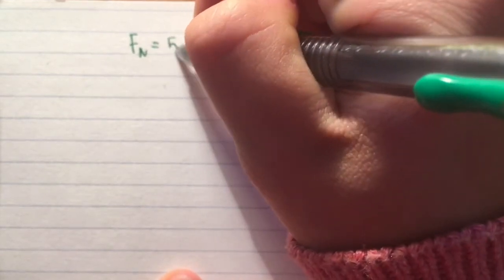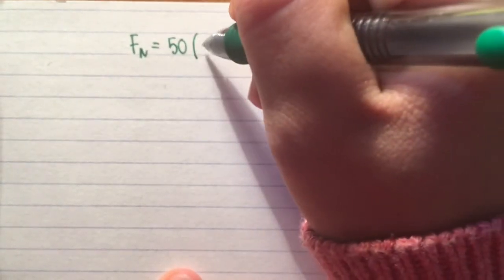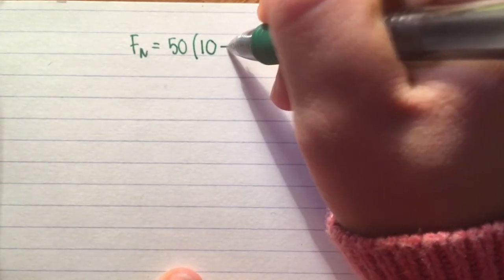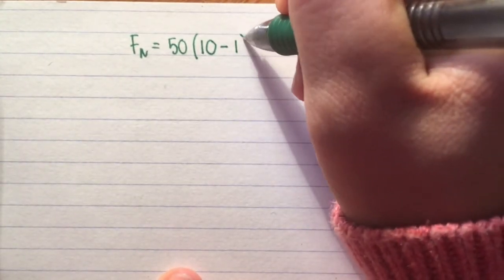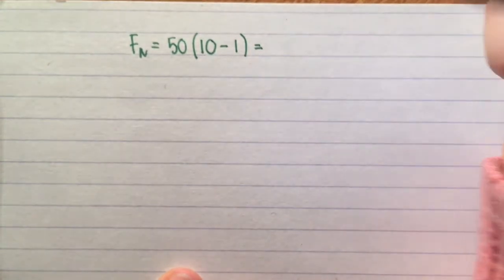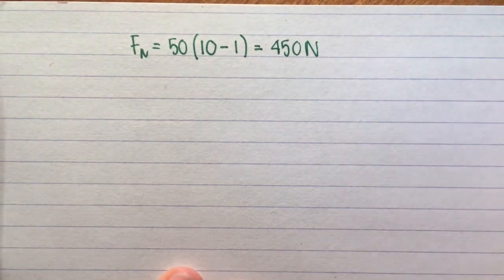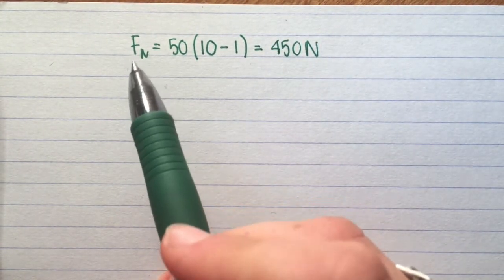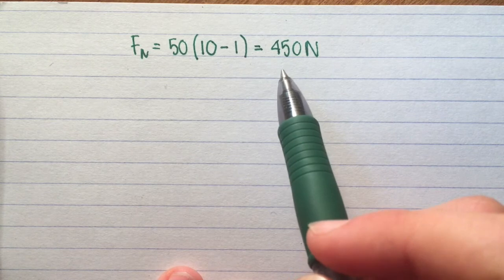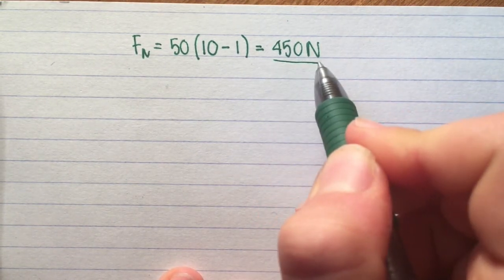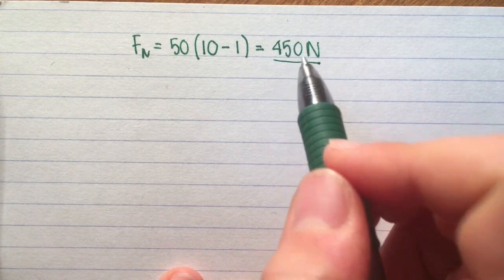So I plug in some numbers, and I get that the normal force is equal to 50 kilograms, the mass, times g, which is 10 meters per second squared. And I'm taking away the acceleration, and I get 50 times 9, 450 newtons. So that is the normal force of the scale on the person. But the person is also pushing down on the scale with 450 newtons, and so that is what the scale will read.